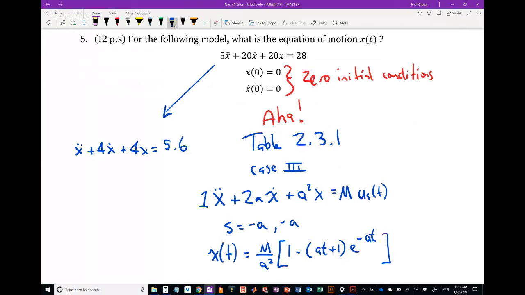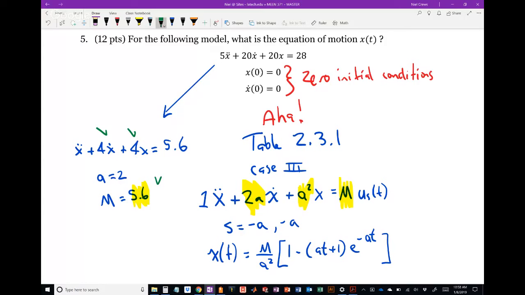Okay, so here, if we say that a equals 2 and m equals 5.6, let's take a look at that. If a equals 2, then 2a is going to be 4, check, that is correct. And then a squared should be equal to 4, check. All right, m here is 5.6. Yes, that is correct.